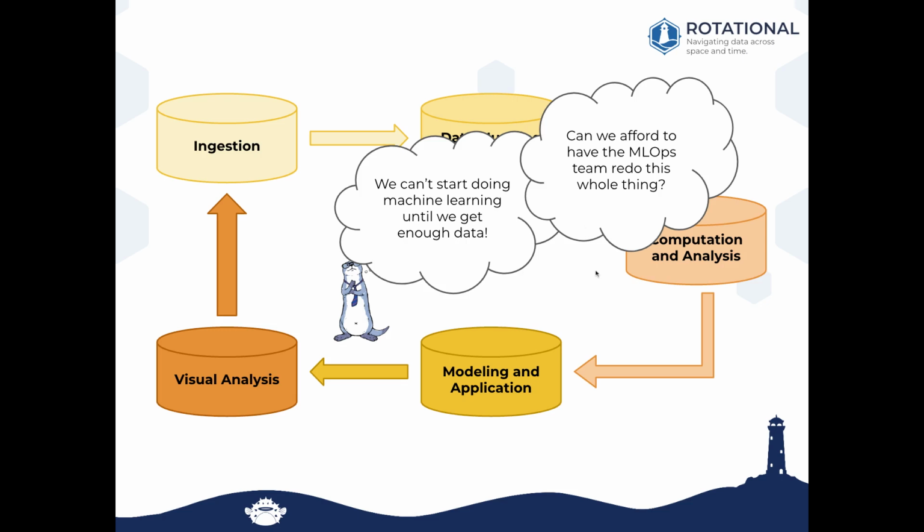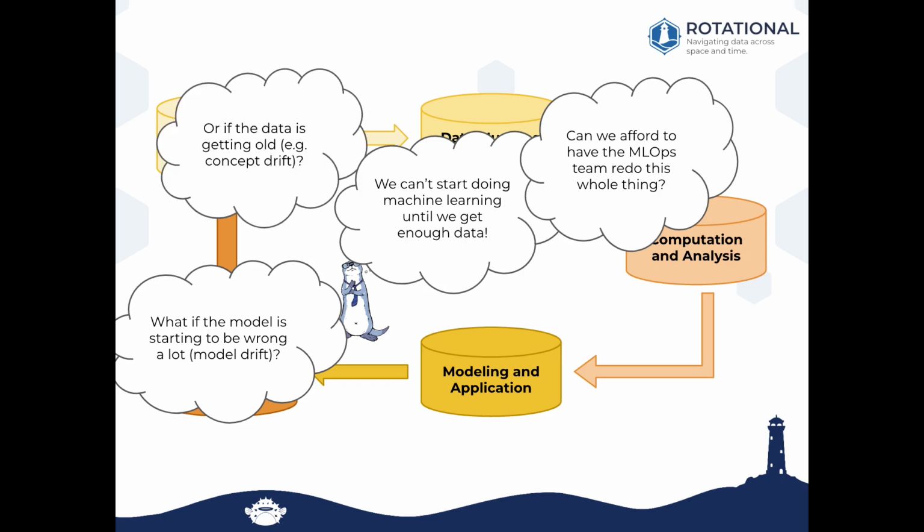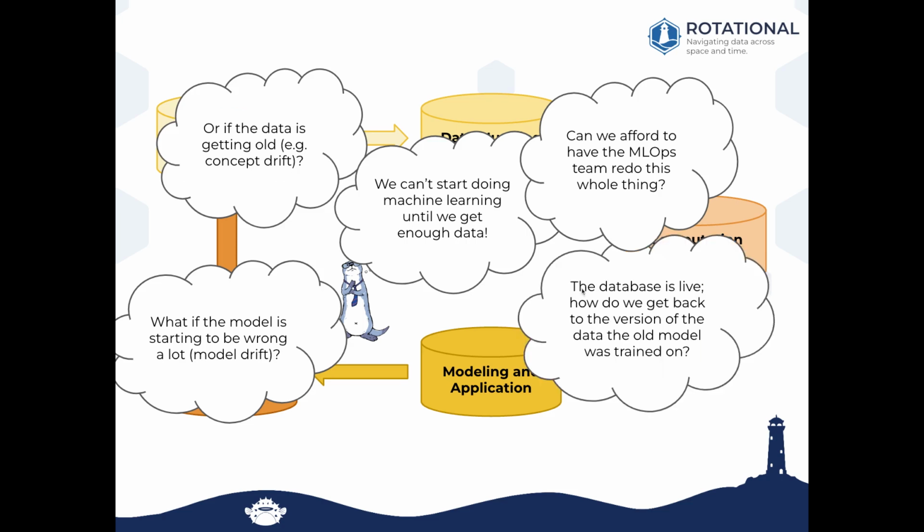So the MLOps problem is probably one that you've heard about. Another thing that you may have heard about is model drift. Once we make it all the way through and get it deployed, we start to notice that the model is not performing as well as we expected it to when we were training it. Or maybe the data is getting old, right? The data that we have doesn't really represent reality right now.